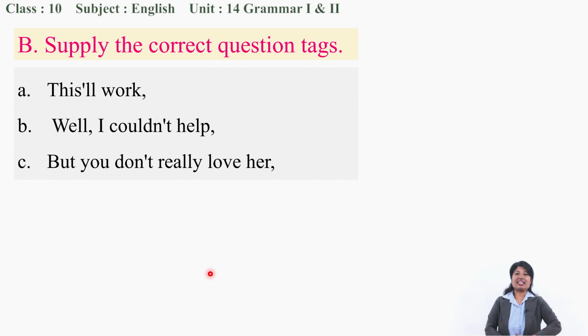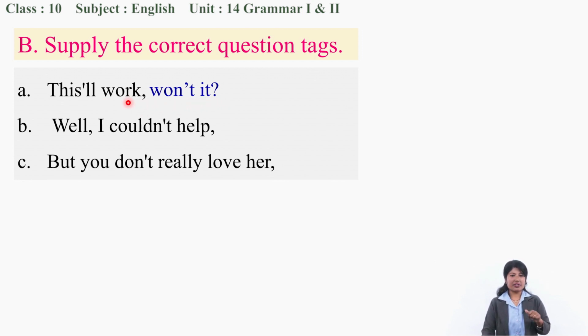All right. Let's supply the tag for the first statement given over here. This will work. Is it positive or affirmative or negative? What do you think? Of course, this is affirmative, right? So we need a negative tag here. This will work. So here apostrophe ll means what? Will. Yes, will. So the negative form of will is, of course, won't. Won't it. Okay, instead of will not, we use won't it. So have you noticed something over here? This will work, won't it.